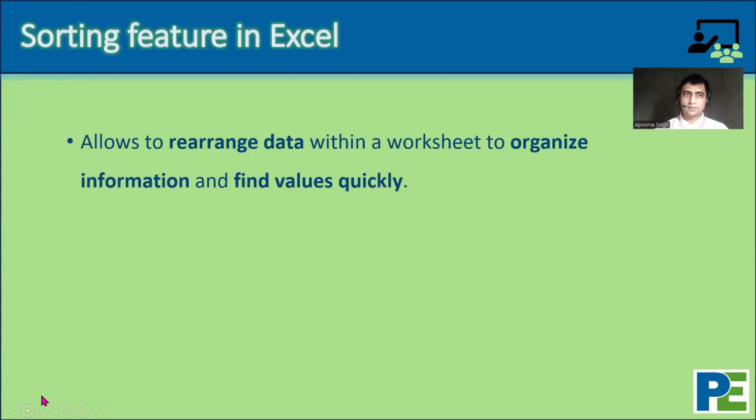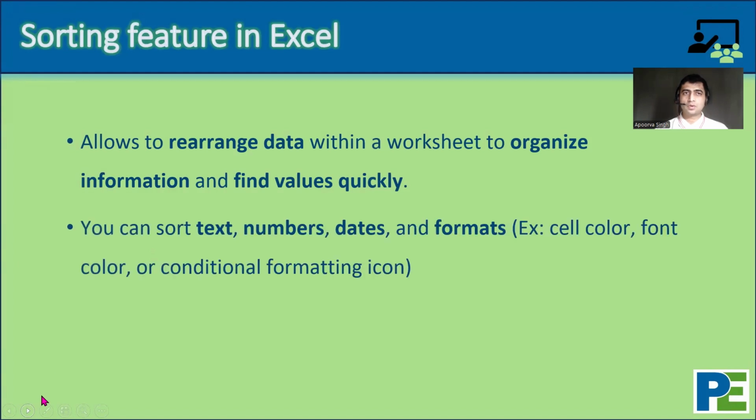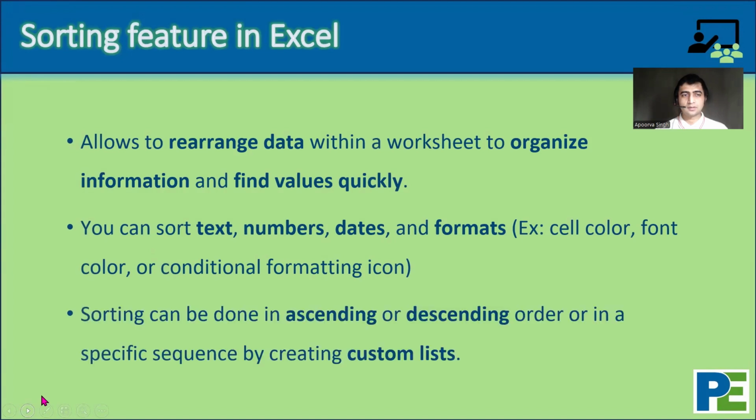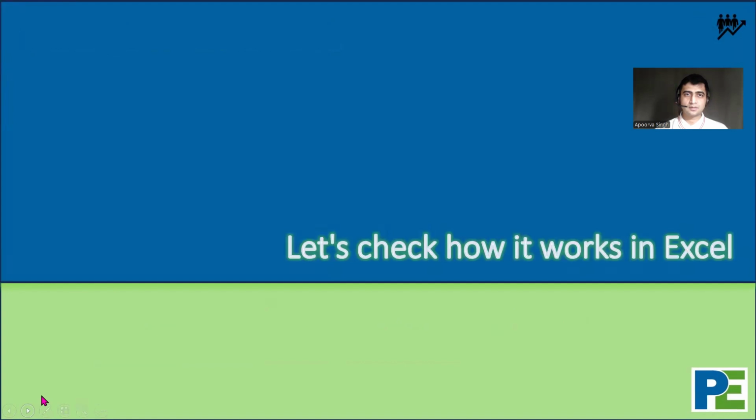Like I told you, sorting allows you to rearrange data within a worksheet to organize information and find values quickly. You can sort with respect to text or numbers or dates or even the format of the values in the cells. Sorting can be done in ascending or descending order, or it can also be done using custom lists. Let's check how it works in Excel.